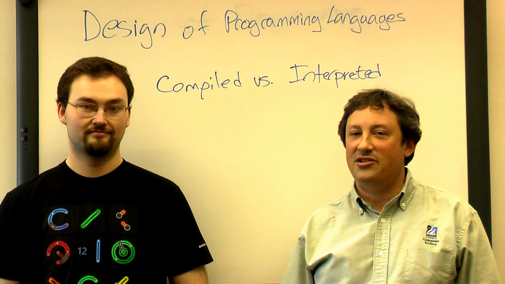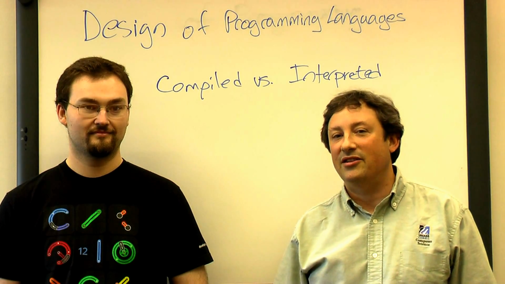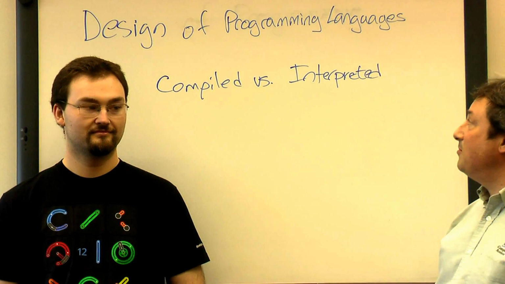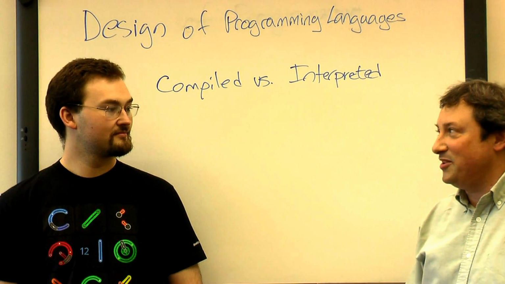Okay, so there are 6 different programming language features that we'll be introducing right now. And the first of them is this idea of compiled versus interpreted languages. So Nat, do you want to get us going and explain what the differences are?